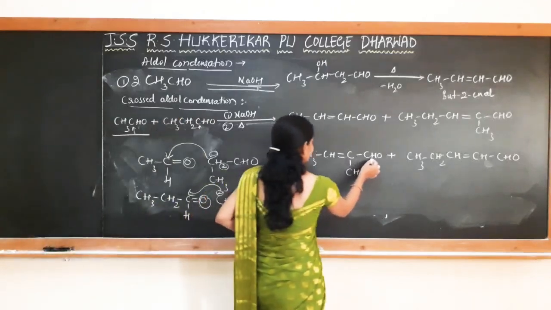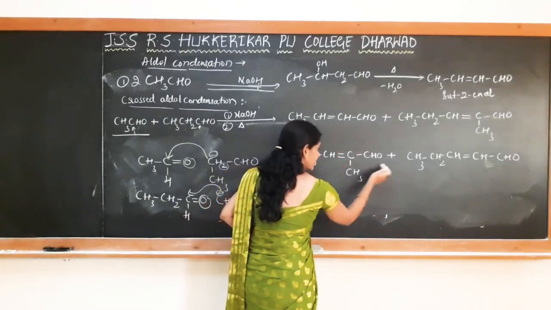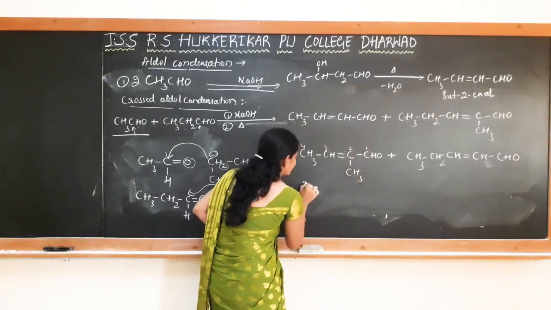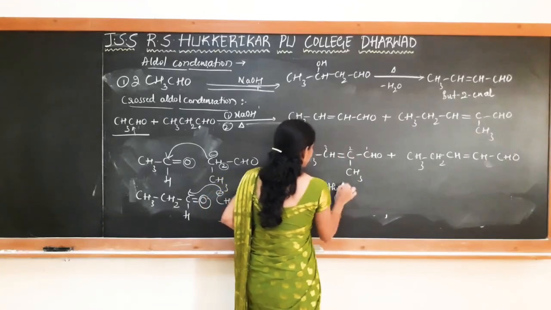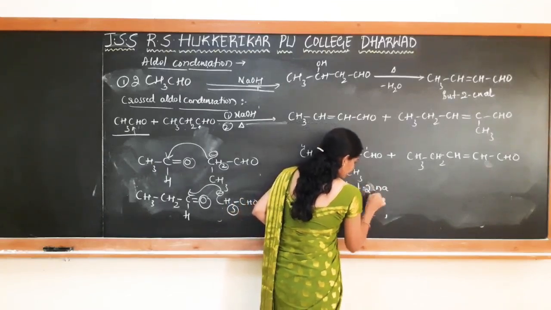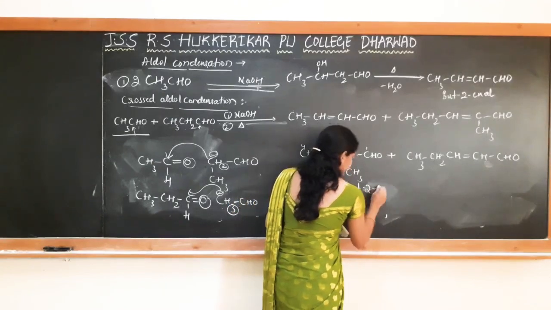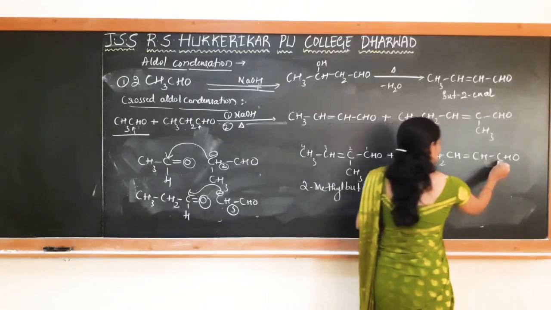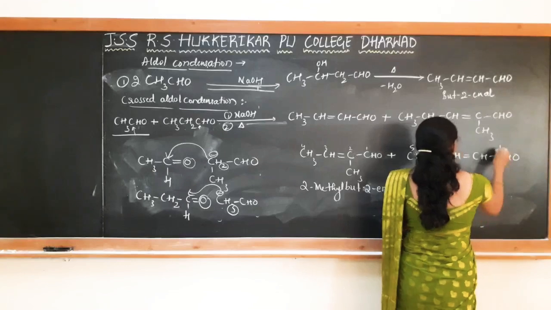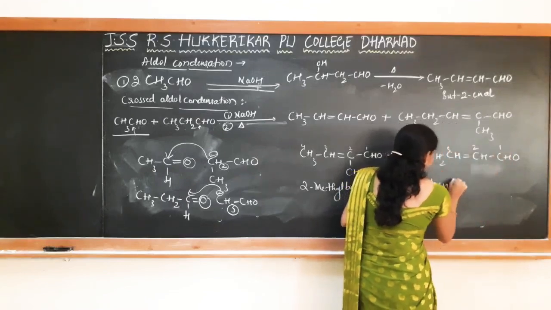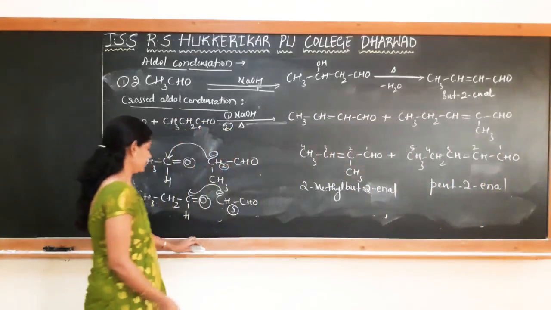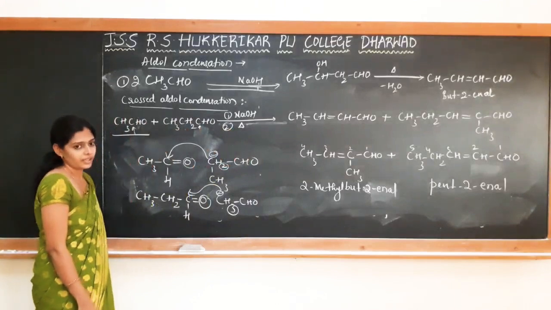I'll write the names. These are self-condensation products and these are crossed condensation products. So how to name it? 1, 2, 3, 4. So the name is 2-methyl but-2-enol. And this one is 1, 2, 3, 4, 5. So the name is pent-2-enol. So these are the four different products formed in the crossed aldol condensation.